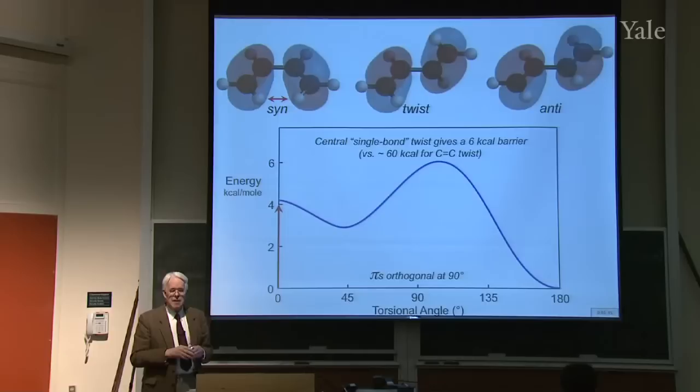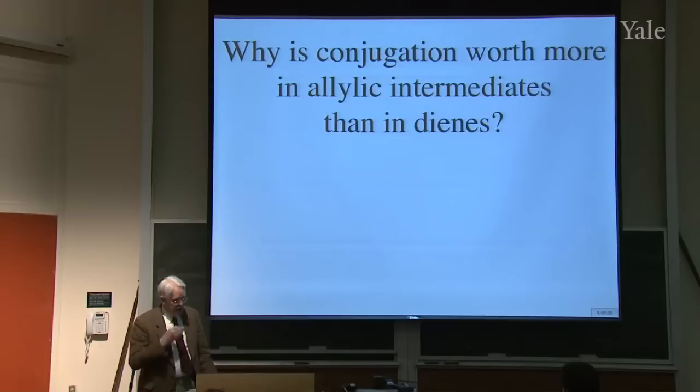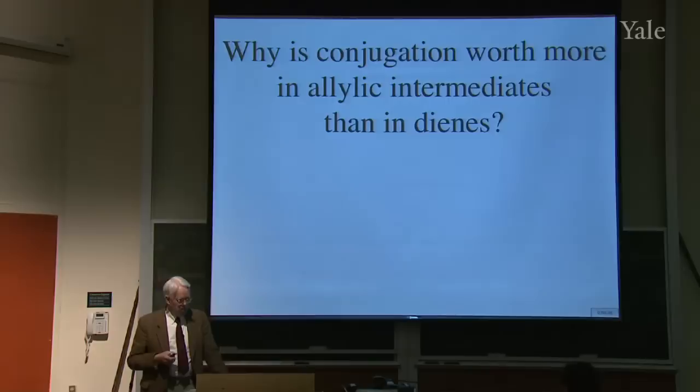It's not immediately obvious that there's anything special about the one in the middle that would make it easier to rotate than the ones at the ends, which we know to be hard to rotate. Okay, so why is conjugation worth more in allylic intermediates, of the order of 13 kilocalories per mole, than it is in dienes, where it's only a handful, 3 to 6 kilocalories per mole?